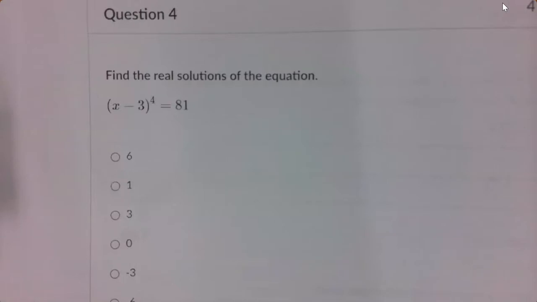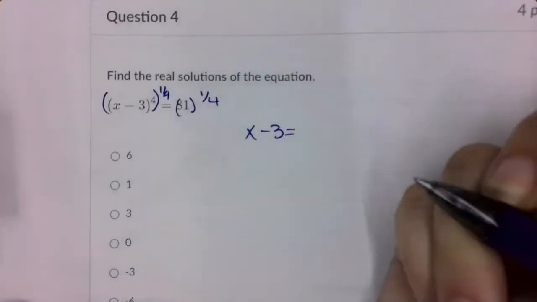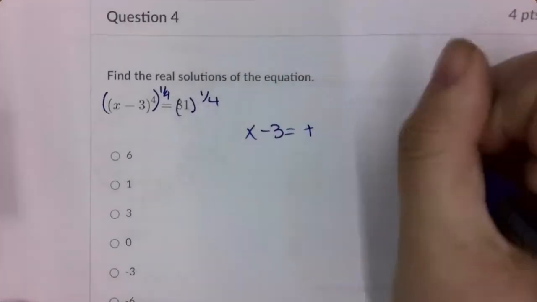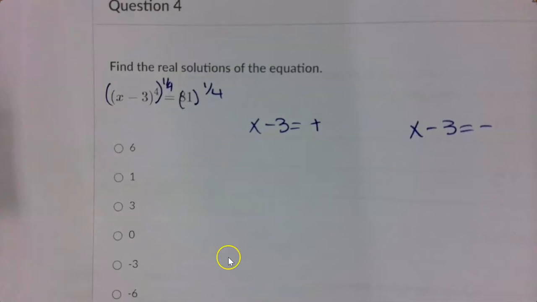Okay, this next question wants me to find the real solutions of the equation. I am going to find the 4th root of both sides. So I'm going to raise both sides to the 1/4 power. This is going to leave me with x minus 3. And when I get my answer, I'm going to get 2 answers. I'm going to get a positive answer, and I'm going to get a negative answer. So I want to have 2 equations to solve.